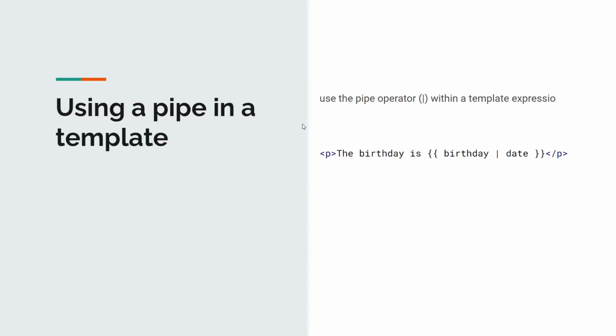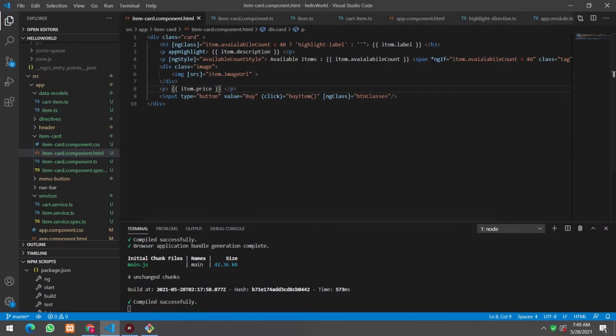Using pipes in a template, use the pipe operator within the template expression. You get the example here. The birthday is birthday, pipe operator, and date. Here date is one transformation pipe which is found in Angular by default. Let's see some examples with our price tag.